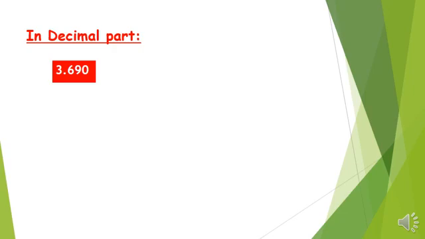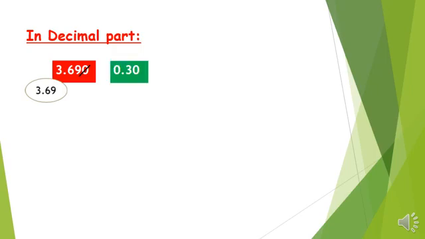For example, 3.690: the decimal part ends with a 0, so this 0 is useless and this number is equal to 3.69. So 3.690 is equal to 3.69 since the 0 is at the end and it has no value.